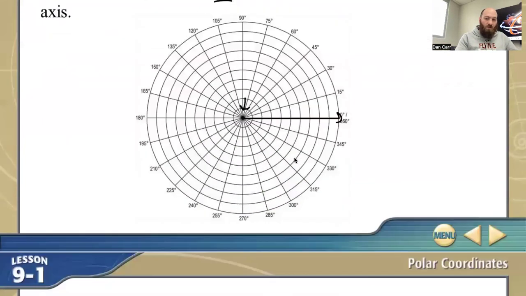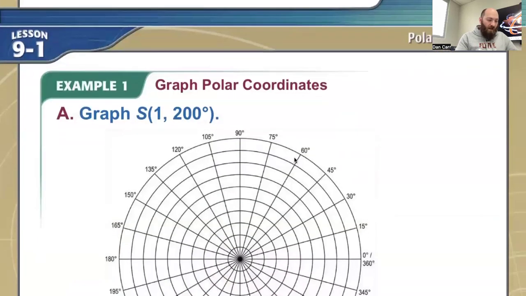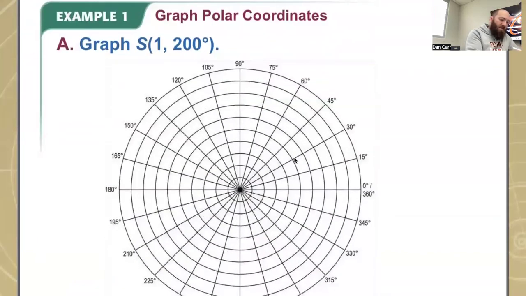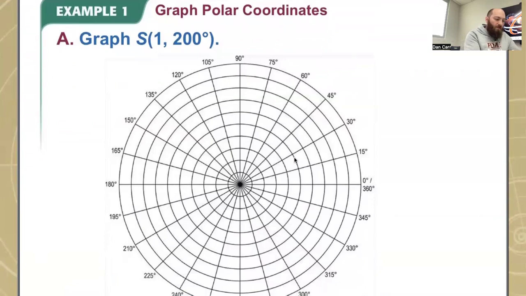Okay, so let's start with some plotting real quick. We've got point S at (1, 200°). Again, starting on my polar axis, I'm going to go 200 degrees, which I can see is between 195 and 210. So it's a little bit past 195. That's going to put me right about here for 200 degrees. Okay, just kind of estimating there.